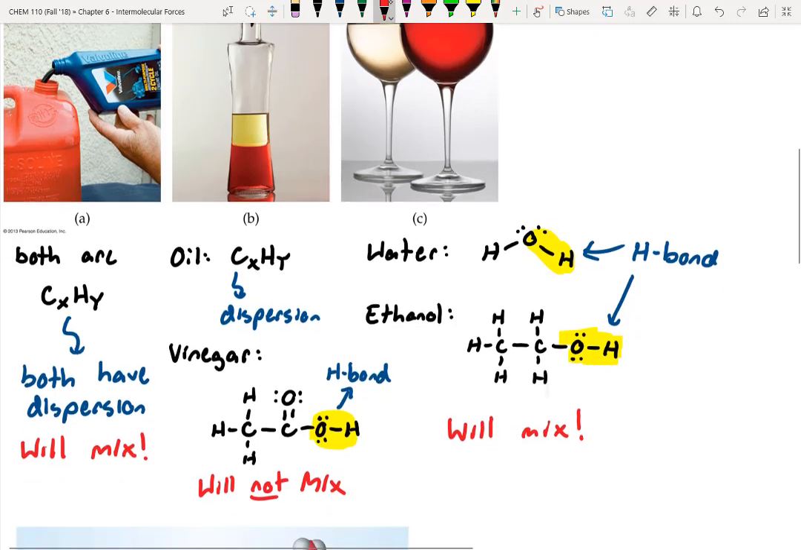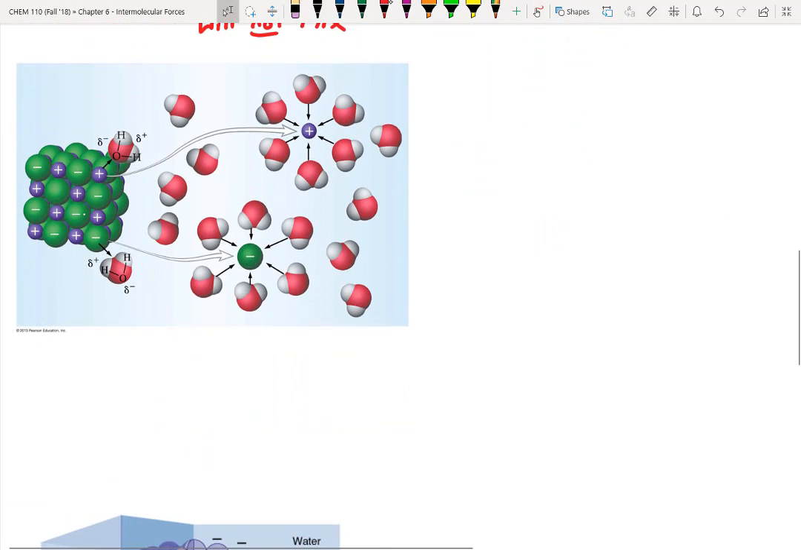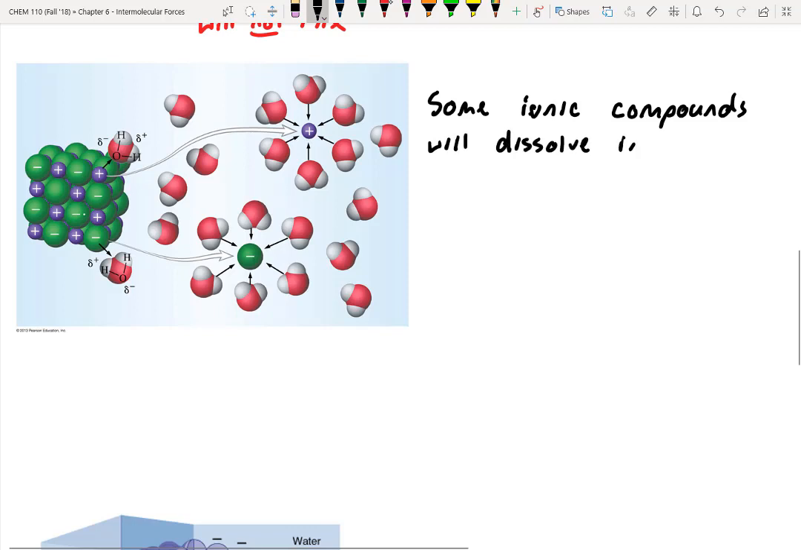All right, there's a couple of weird examples. The first one I showed you was ionic compounds dissolving in water. And even though an ionic bond or ionic attraction is much stronger than H bonding, like we said, those water molecules will essentially wrap up each of those ions. So let's make a second note of that. Some ionic compounds will dissolve in solvents that can H bond.